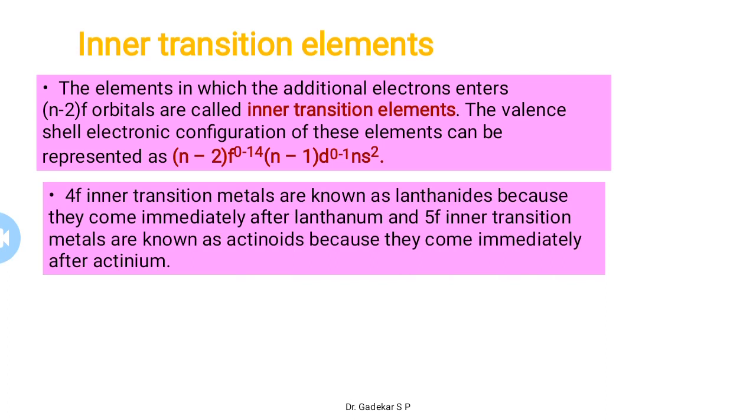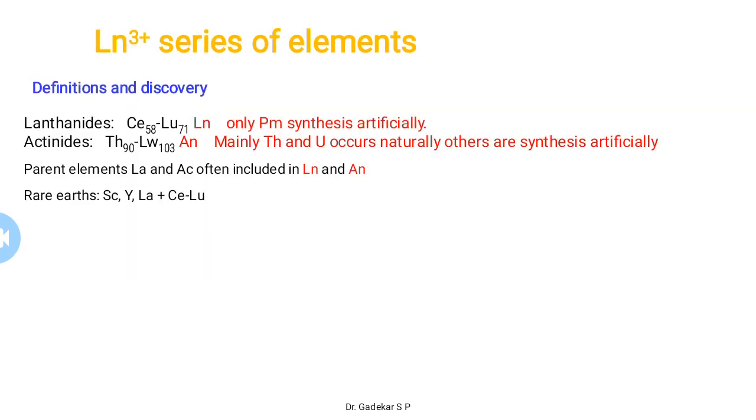The 4f inner transition metals are known as lanthanides because they come immediately after lanthanum, La, and the 5f inner transition metals are known as actinoids because they come immediately after actinium. The lanthanide series starts from cerium to lutetium, and among these lanthanides only promethium, Pm, is synthesized artificially.